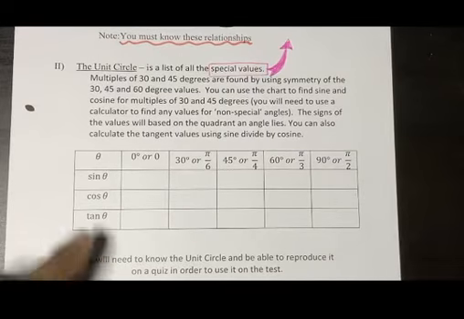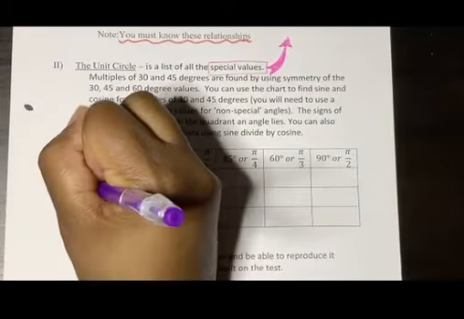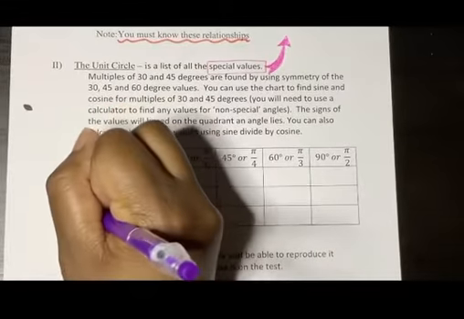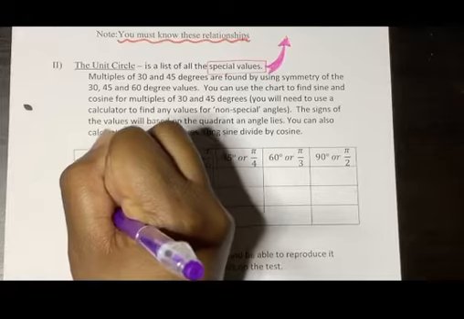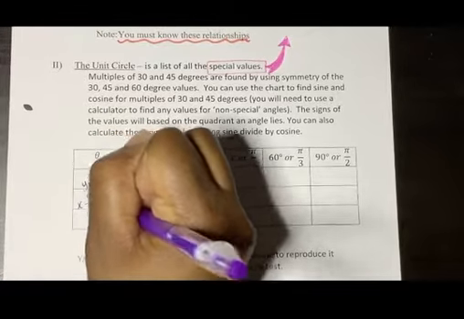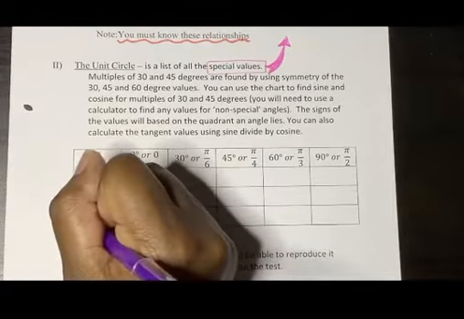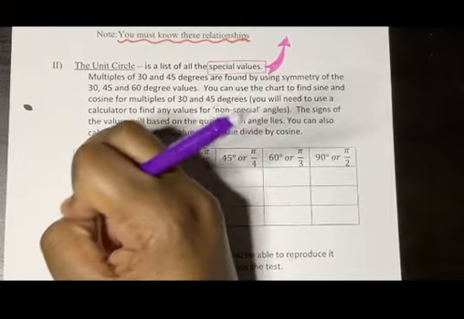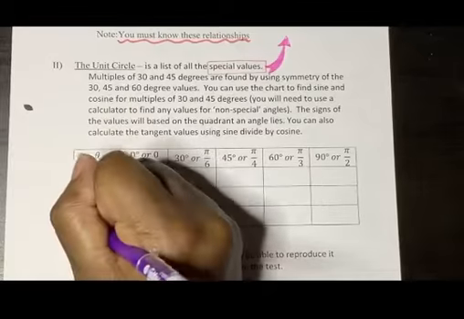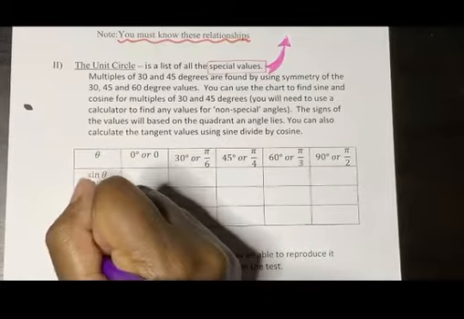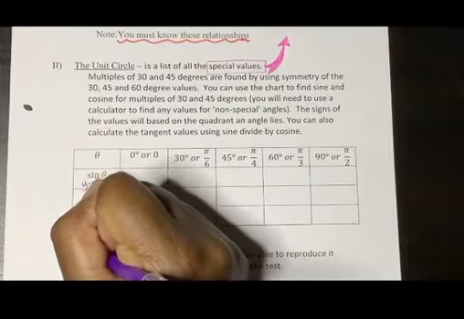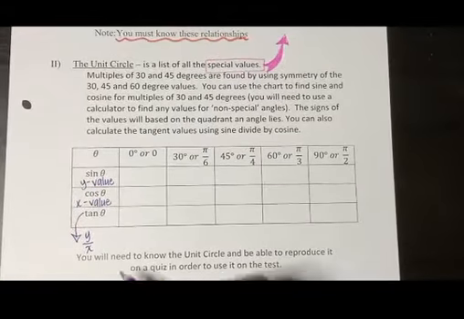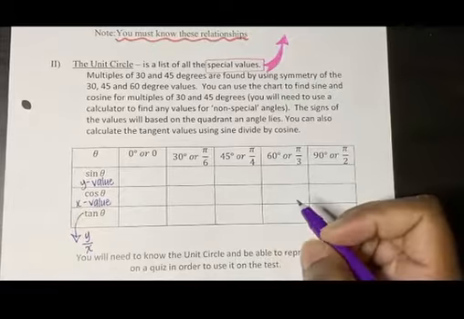Okay, so sine is always going to be your y value, and cosine is always going to be your x value. And tangent is always going to be your sine. So your tangent, I'm going to write it down here so I have space, is always going to be your sine divided by cosine. All right, so here we go. Now let's fill in our table.